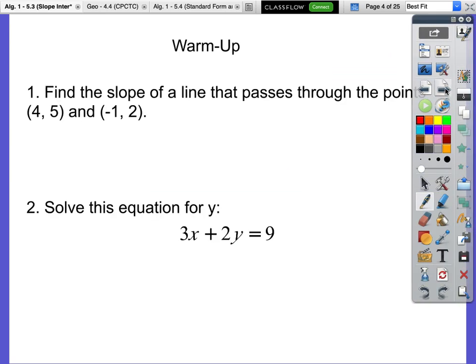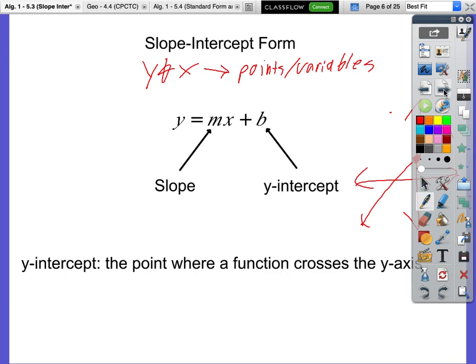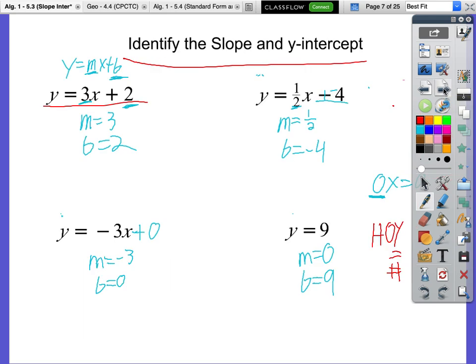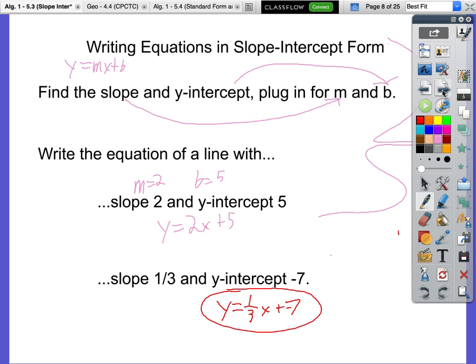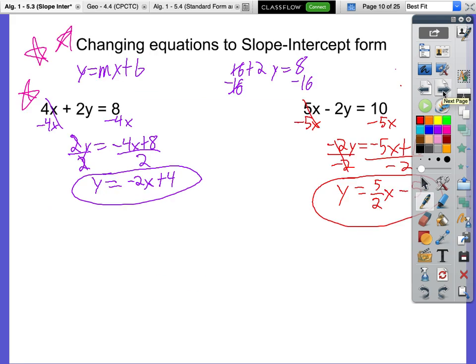I digress. So we've been working on slope-intercept form. Reviewing again, we said, hey, this is our slope-intercept form. Y and x are points or variables. The m and the b are the slope and the y-intercept. We identified slope and y-intercept. Then we wrote equations when we were given the slope and the y-intercept. And then we changed equations to slope-intercept form from standard form.